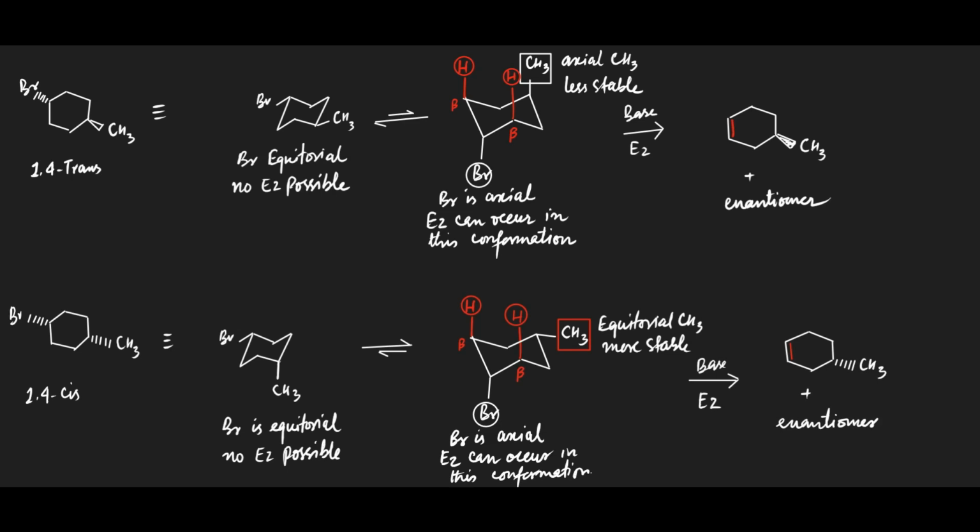In the 1,4-trans isomer, the conformation from which elimination takes place has methyl axial, making it less stable, which is why elimination is slower than the beta elimination of 1,4-cis isomer, where the same methyl is equatorial, making it comparatively stable, which is why elimination is faster.